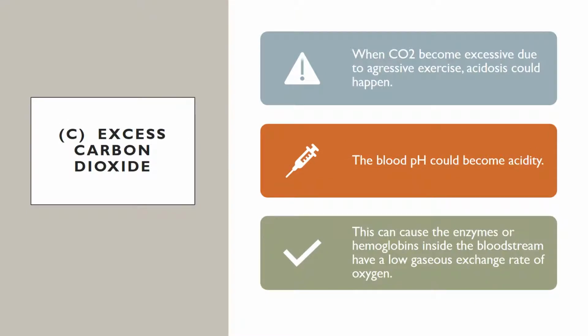The third factor is excess of carbon dioxide. When carbon dioxide becomes excessive due to aggressive exercise, acidosis could happen. Therefore, the blood pH could become acidic, and this can cause the enzymes or hemoglobins inside the bloodstream to have a low gas exchange rate of oxygen.